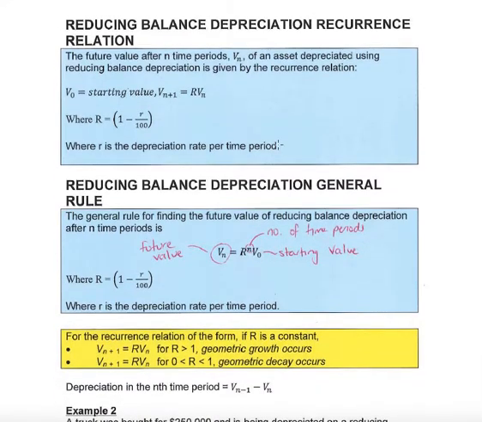Here are the general formulas for that. So we subtracted that 18% from 1, which gave us that 82% of the value prior to it. So there's the recurrence relation there. And below that is our general rule or formula that we would use. So the future value is equal to R, which is the percentage that it would be, to the power of the number of time periods. In the case we used, it was per year, so it's just 1, times the initial or starting value there.